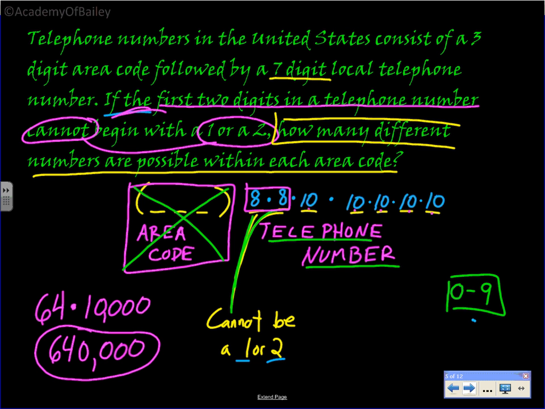So that means that you have 640,000 different phone numbers that you can put in one area code. So therefore, like I said before, if you're living in a larger city, the city might have only one area code that'll fit 640,000 people, or it might need 2 or 3, depending on how large the city is.